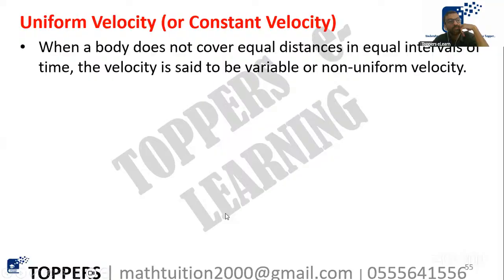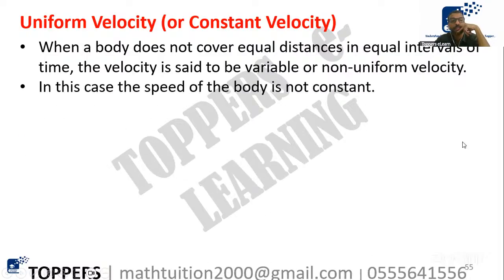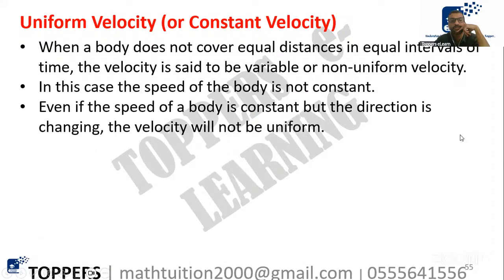When a body does not cover equal distance in equal intervals of time, velocity is said to be variable velocity. Variable velocity is known as non-uniform velocity because speed is changing or direction is changing. In this case, the speed of the body is not constant, right? Even if the speed of the body is constant but the direction is changing, the velocity will not be uniform. Velocity will not be constant. You cannot say it is a uniform motion.